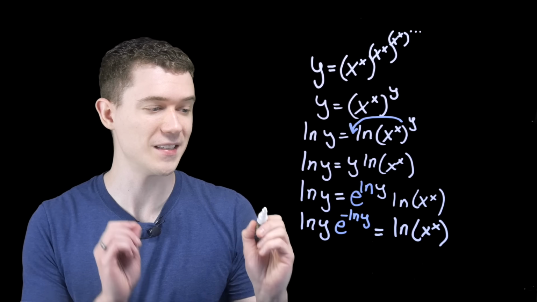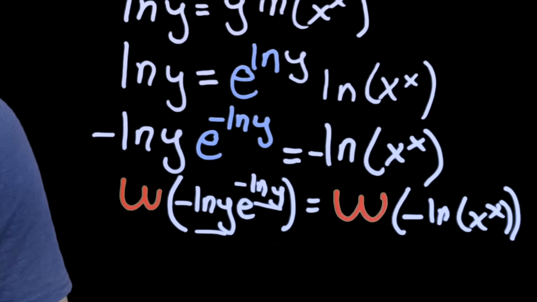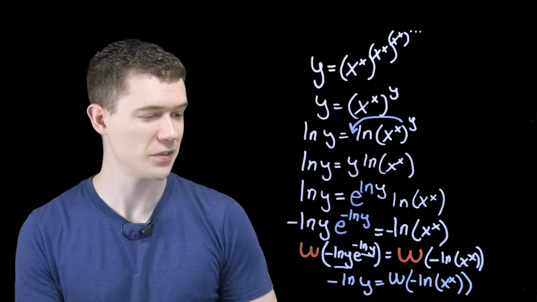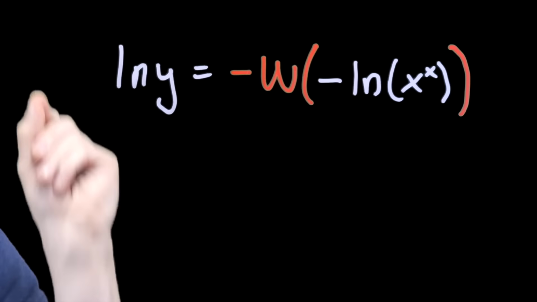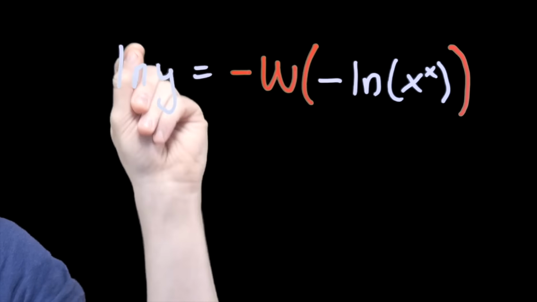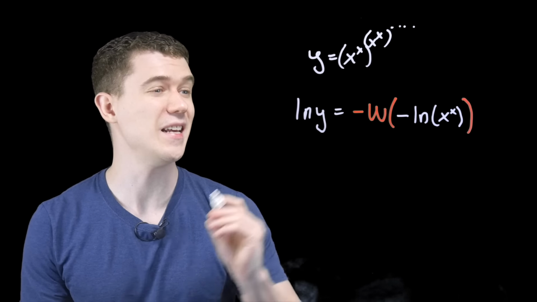Compose both sides with W, and we can finally take advantage of the property that W of x e to the x is simply x. Or really, x in this case is minus natural log y. So now we've composed those, we've canceled things out with the Lambert function. We're only a few steps away from solving for y. So ln of y is minus W of minus ln of x to the x. Or we could take the e of both sides and say that our original y is also equal to e to the minus W of minus natural log of x to the x.